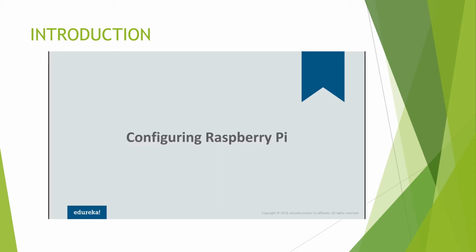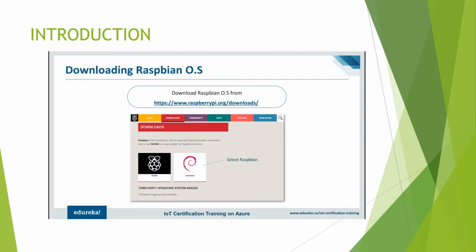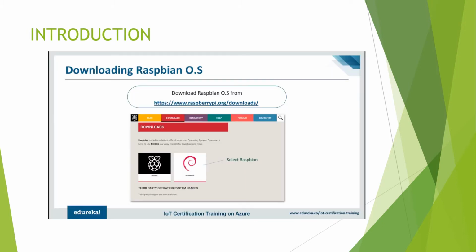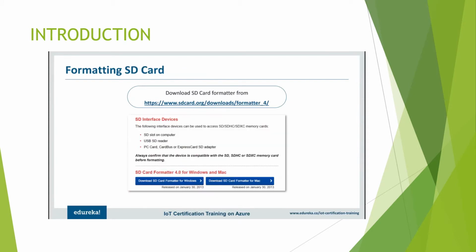Now we'll go ahead and understand how to configure Raspberry Pi. So our first step would be to download the Raspbian operating system from raspberrypi.org. So let's go ahead and do that. We would have to download this Raspbian operating system. I'll download the zip file. Now after downloading the Raspbian operating system, we are supposed to load it onto our SD card. And before we do that, we would have to format the SD card.